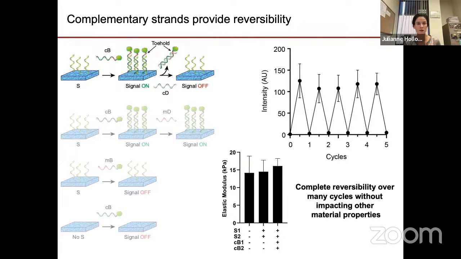And also, because this is not impacting the cross-linking in any way, we do not see any impacts on the elastic modulus of the addition of either the surface strands or the complementary biomolecule strands. And this is a unique aspect to the norbornene thiol chemistry. When we photopattern these surface strands onto our hydrogel, that UV light does not cause any additional cross-linking to occur during that process. And so that allows us to make sure that we are maintaining our modulus when we're tethering these biomolecules onto our hydrogels.